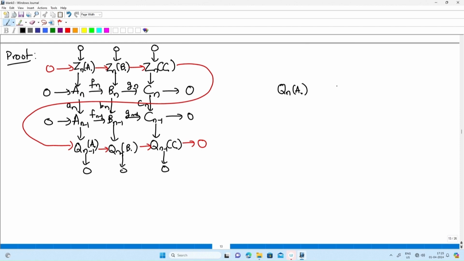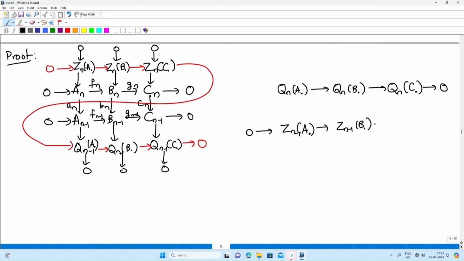So Qn a dot, Qn b dot, Qn c dot, and this 0 is going to be useful for us, and at the same time we need this Zn minus 1 a dot, Zn minus 1 b dot, and Zn minus 1 c dot. And vertically we will have maps. So why do we have maps vertically?